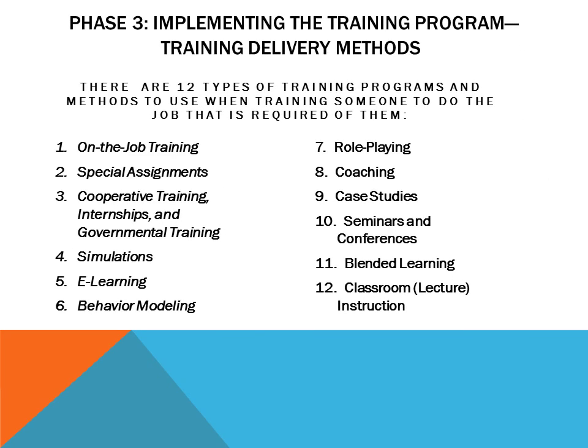Phase 3. Implementing the training program. Training delivery methods. There are 12 types of training programs and methods to use when training someone to do the job that is required of them. 1. On-the-job training. 2. Special assignments. 3. Cooperative training, internships, and governmental training.